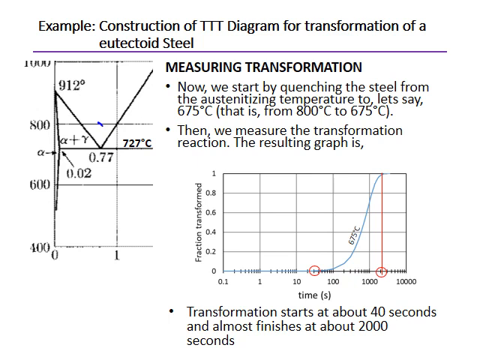So we start here at about 800 Celsius. So we quench up to here, which is about 675 Celsius. So we do this in a very, very fast way. How do we do that in practice?